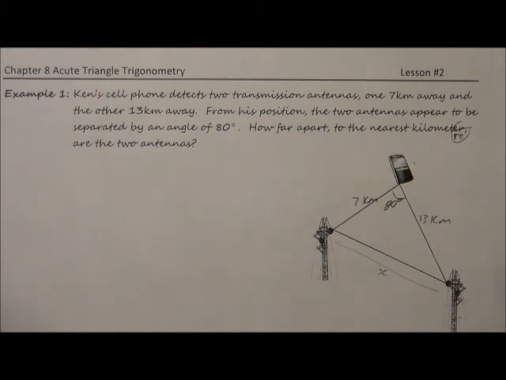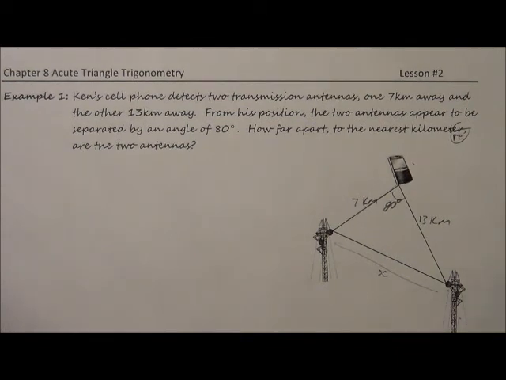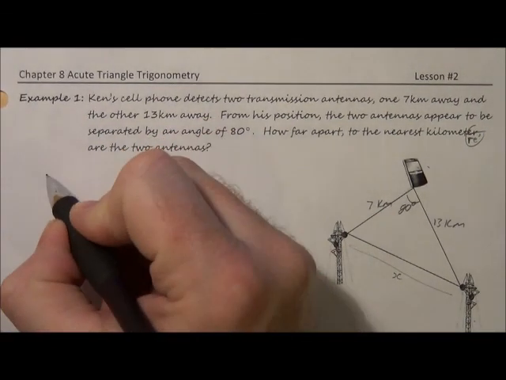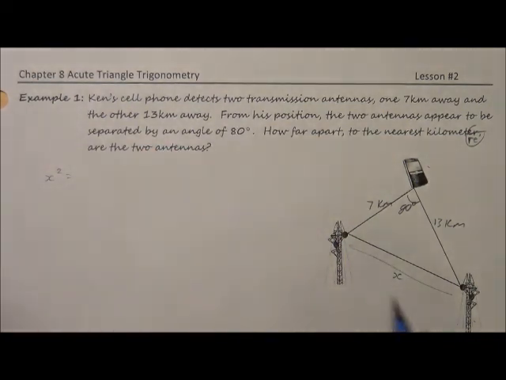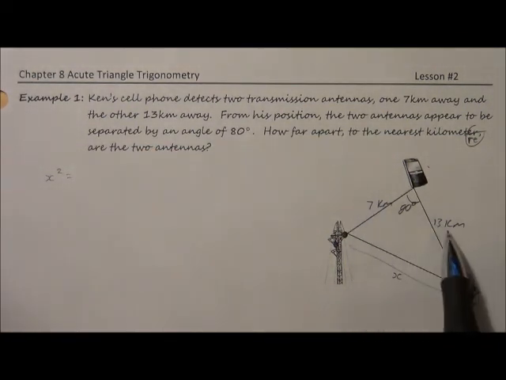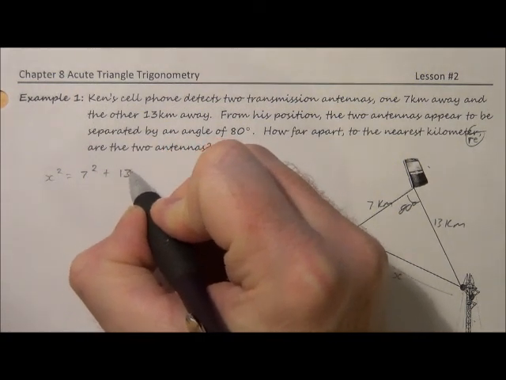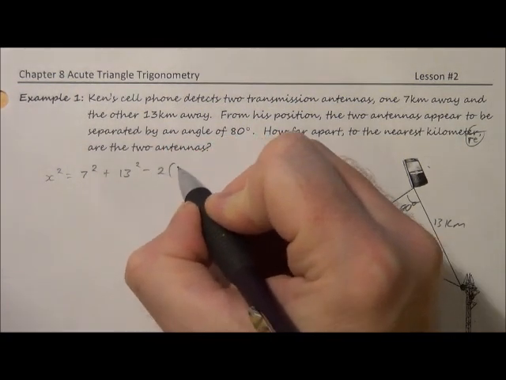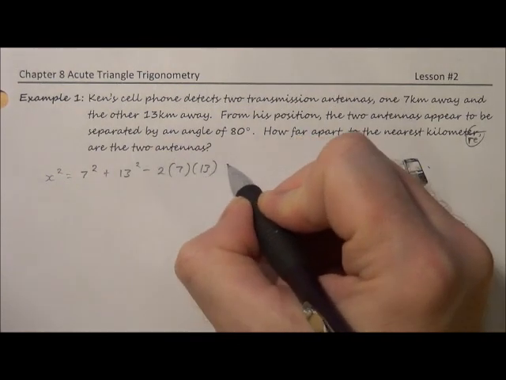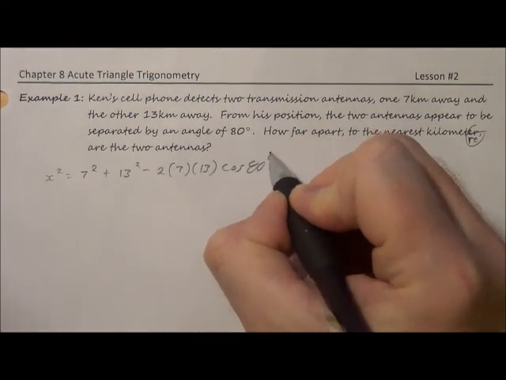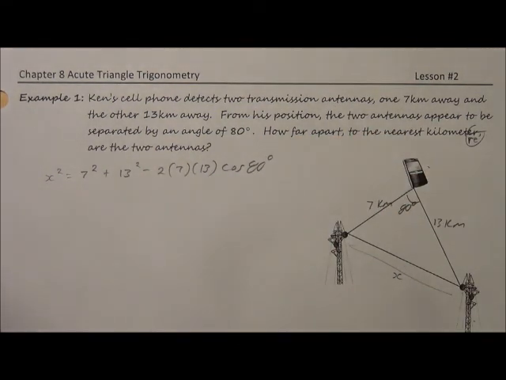So we can use one of the forms of the cosine law where you can solve for a side. So I would just write in here x squared equals, and then we don't really know the names of these sides, so I'm just going to substitute those values in. 7 squared plus 13 squared minus 2 times 7 times 13 times cosine of 80. And then we just do all the calculations.